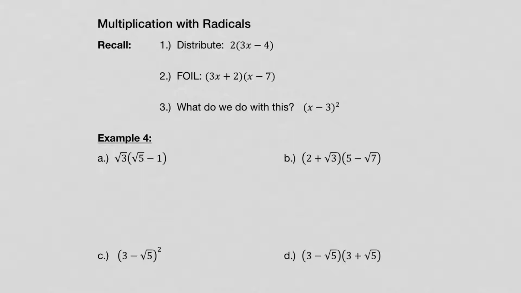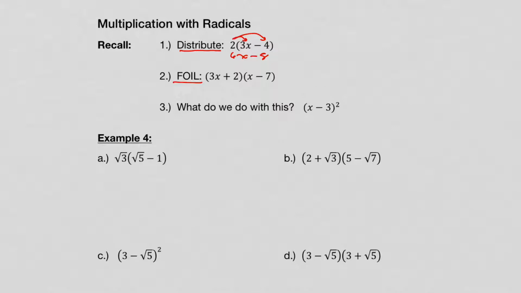And just to do a quick review or reminder of the different scenarios that we get in multiplication, we have this strategy, which is to just distribute things on the outside to the inside parentheses. We have, and that'll give us 6x minus 8, for example.